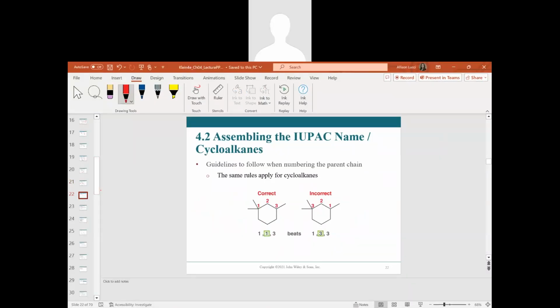So we'll look at cycloalkanes next video, and also bicyclic compounds where we combine 2 rings together.